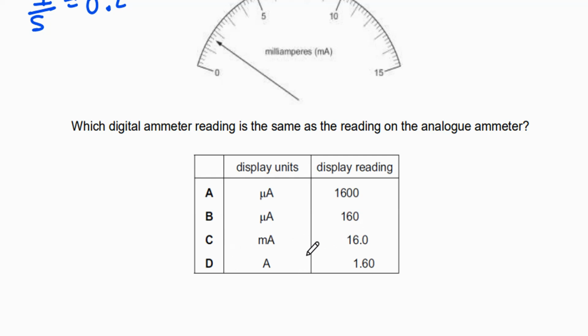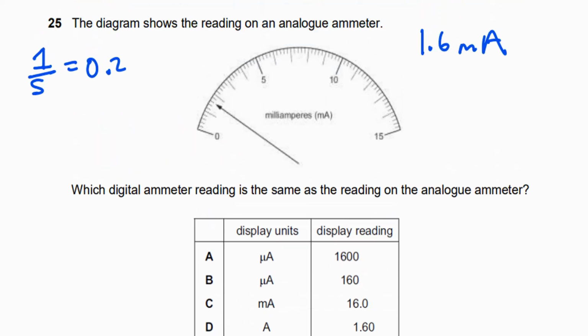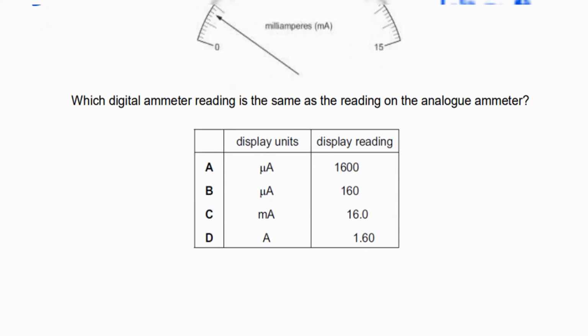Let's look at our answers here. C gives the reading in milliamps and it says 16.0 milliamps. Of course, we know that the reading is 1.6 milliamps. So we know that it can't be C.